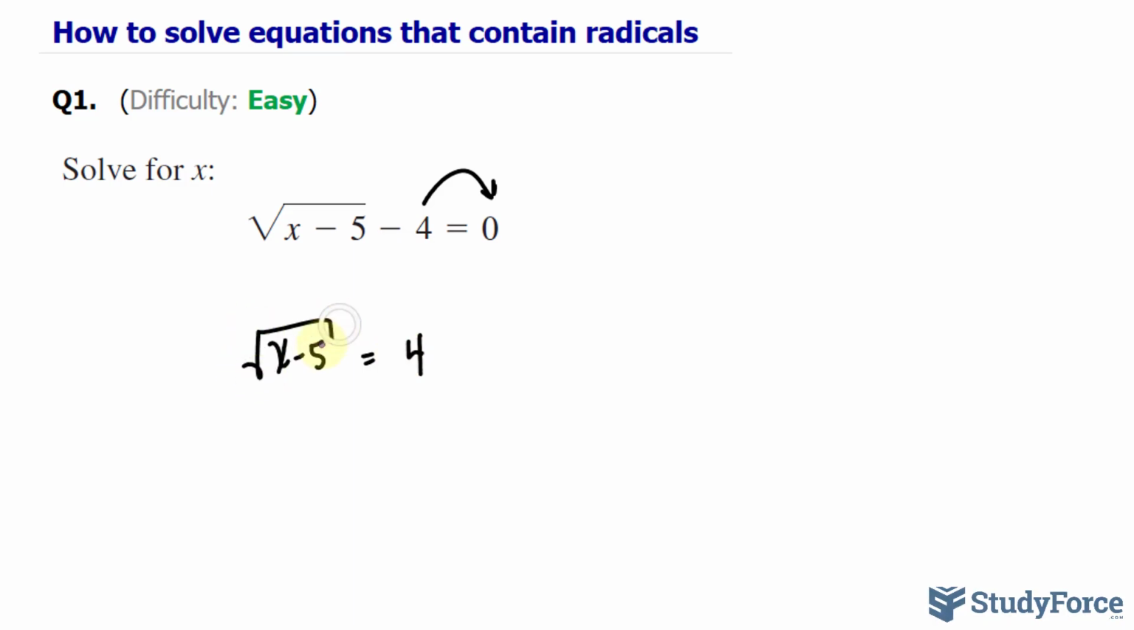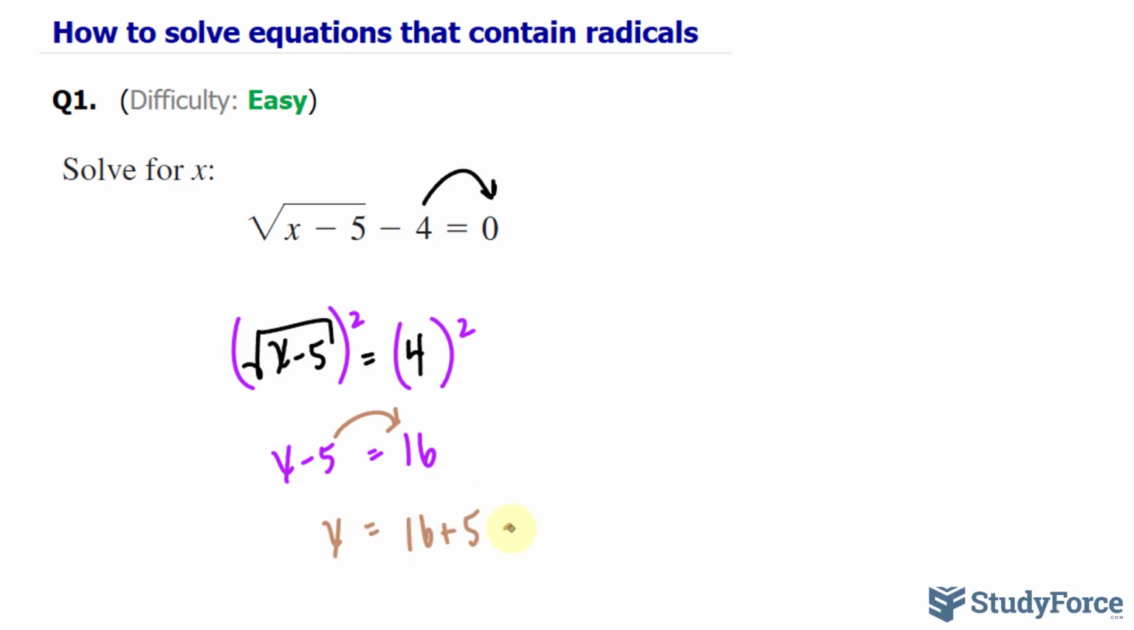Next, I will try to get rid of this square root by squaring both sides. That's what eliminates a square root. So by squaring both sides, I end up with x minus 5, now without the radical symbol, and 4 to the power of 2 is 16. Bringing over this negative 5, so that we group the like terms, we get x is equal to 16 plus 5, and that is 21.